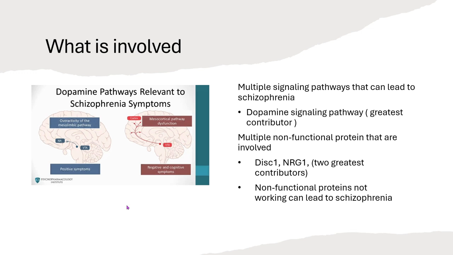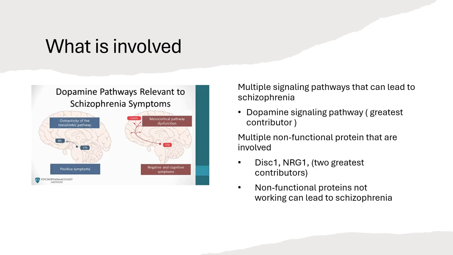Okay, so what is involved? There are actually multiple signaling pathways that can lead to schizophrenia. However, the greatest contributor to schizophrenia is probably dopamine signaling pathways, which can create positive symptoms, negative symptoms, and cognitive symptoms. Not all signaling pathways actually do that. Some only lead to positive symptoms, while others also lead to negative or cognitive symptoms.